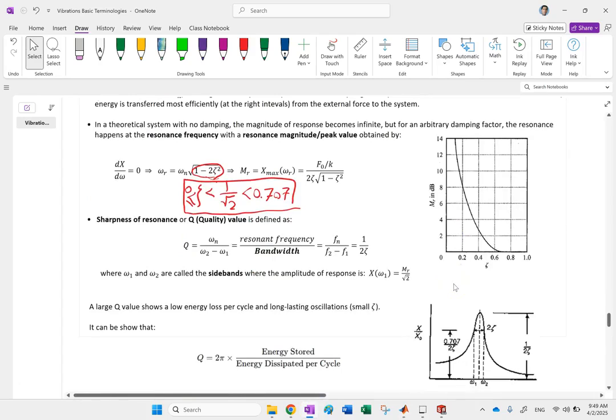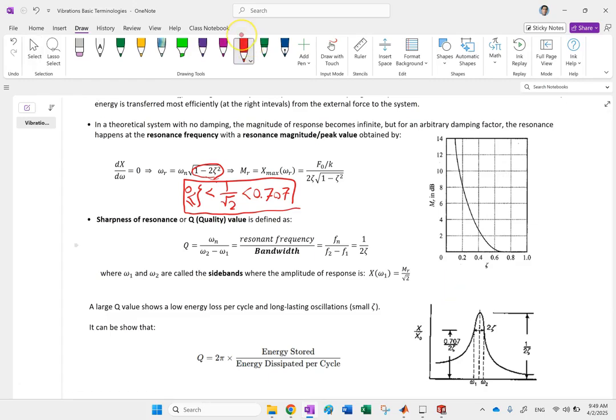The last thing I want to talk about is called sharpness of resonance, or Q value, or quality value. The Q value is defined as the natural frequency, which is an approximation of the resonant frequency. These two are not the same. Remember, the resonant frequency is this guy, so it's approximated here, divided by the bandwidth.